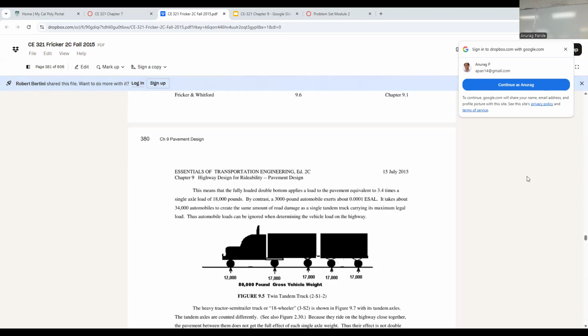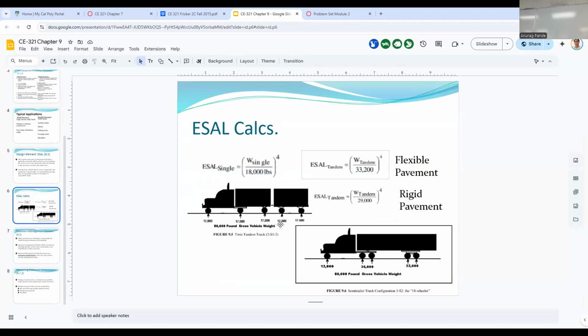The way you do it is you look at the axles. These are all single axles, so I'm going to use that fourth power formula, 12,000 divided by 18,000. I'm looking at this truck and trying to calculate the ESAL damage of the truck shown in figure 9.5. It's going to be 12,000, and the damage caused by the next axle will be 20,000 divided by 18,000 raised to the power 4. So that's your ESAL here.